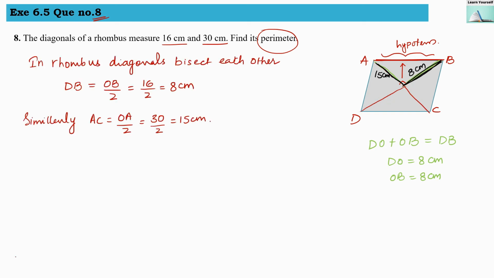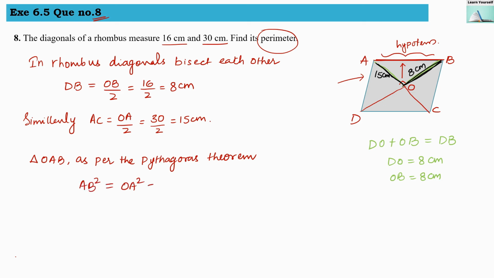So now let us consider this triangle in the figure, triangle OAB. If we check this triangle, as per the Pythagoras theorem, the hypotenuse is opposite to the right angle. So AB square will be equal to OA square plus OB square. OA square we know is 15 square. OB square we know is 8 square. So it is going to be 225 plus 64. So AB square is going to be 289. Taking the square root on both sides, we get AB equals 17.